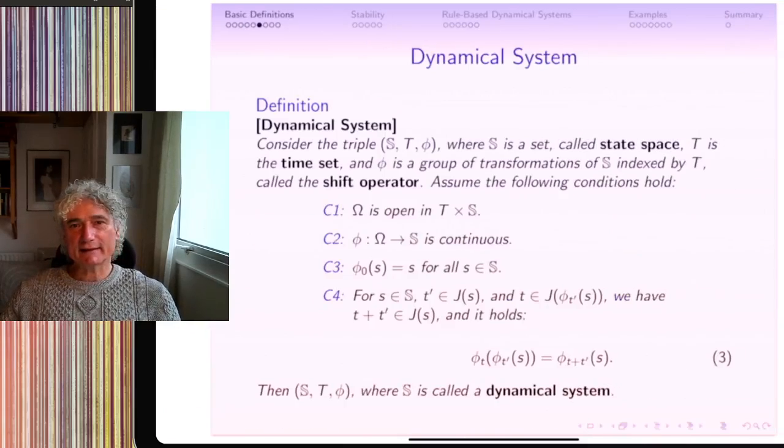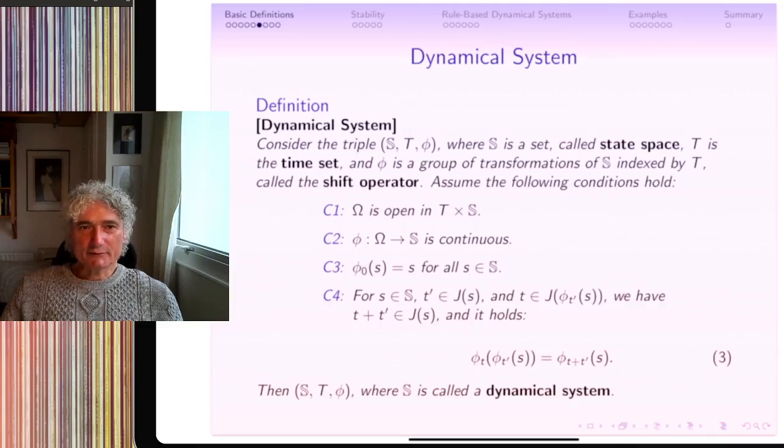So we are now ready to define dynamical systems properly. So consider the triple S, T, and phi, where S is some set called the state space. Remember, S also had a Banach space structure. T is the time set, and phi is a group of transformations of S indexed by T, and we now call it the shift operator. That is telling you we are shifting states in S with this operator.